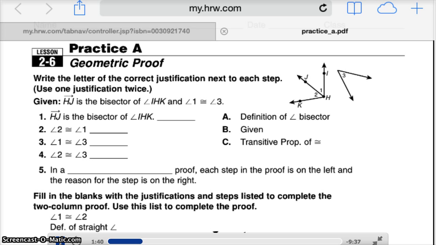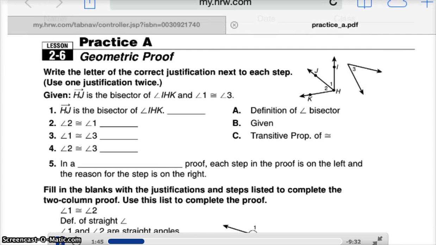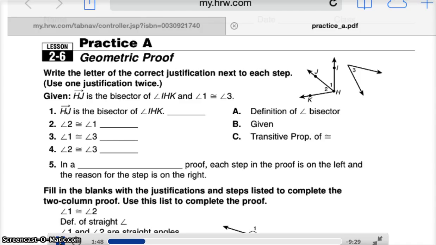So the given is ray HJ is the bisector of angle IHK, and angle 1 is congruent to angle 3. So number 1, HJ is the bisector of angle IHK, so that is B. It was given to me. With geometric proofs, you need to always mark whatever they tell you. So ray HJ is the bisector of angle IHK. Bisector means to cut in half or cut into 2 equal pieces. So this piece is equal to that one.